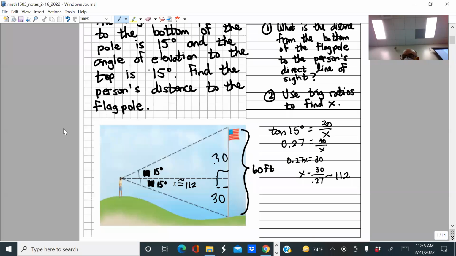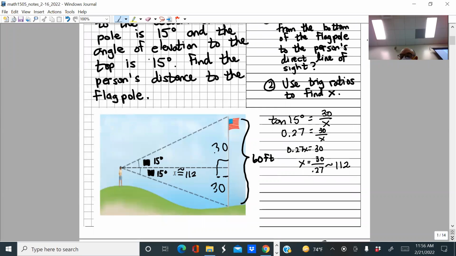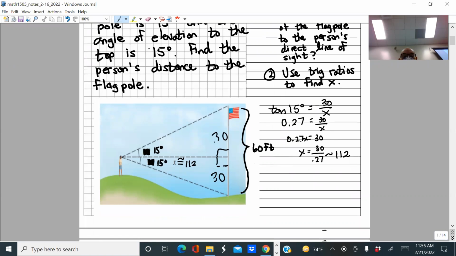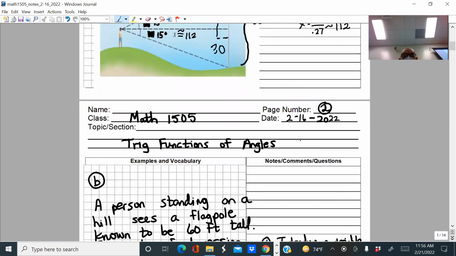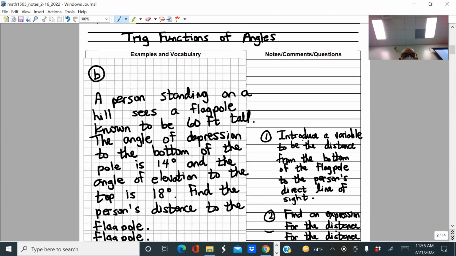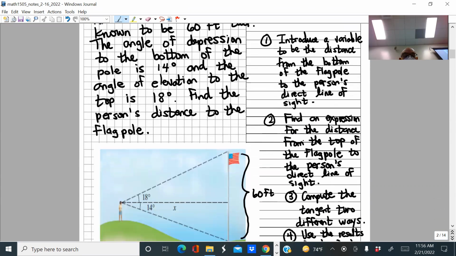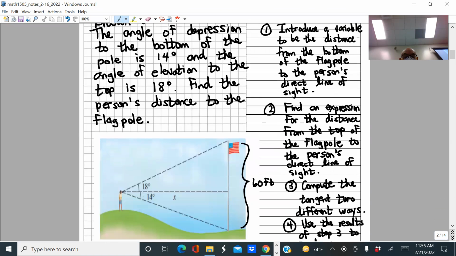Okay, now let's make it... Remember, you got 111. That's about right. Okay, you just rounded off slightly differently. All right, so that gave you a slightly different result. Now I'm going to make it harder still, but still a trig problem.